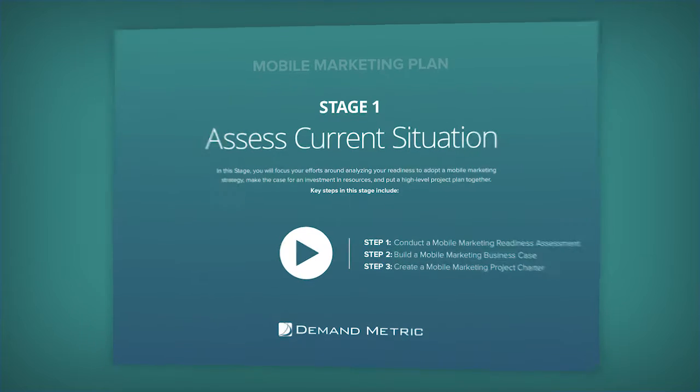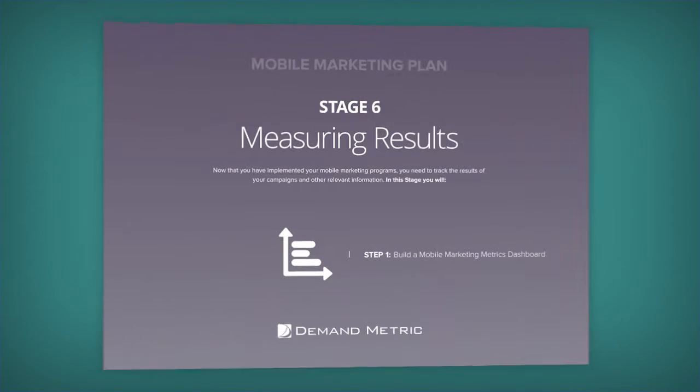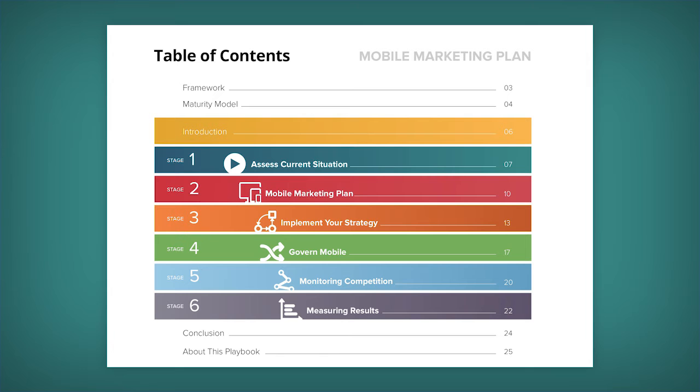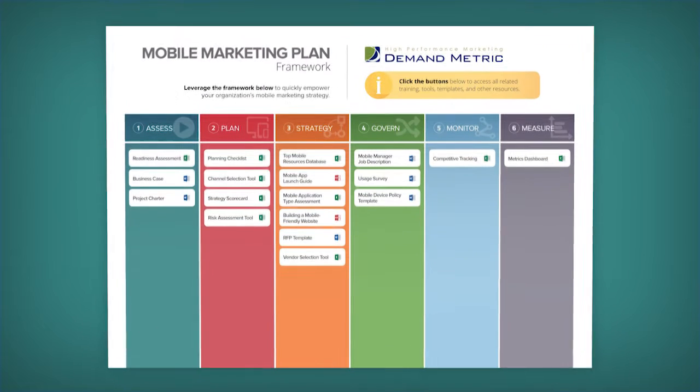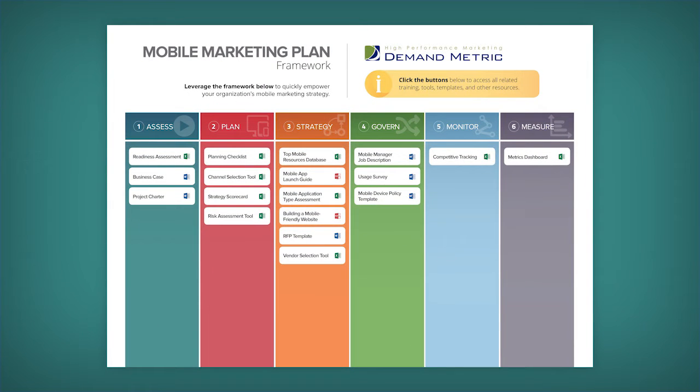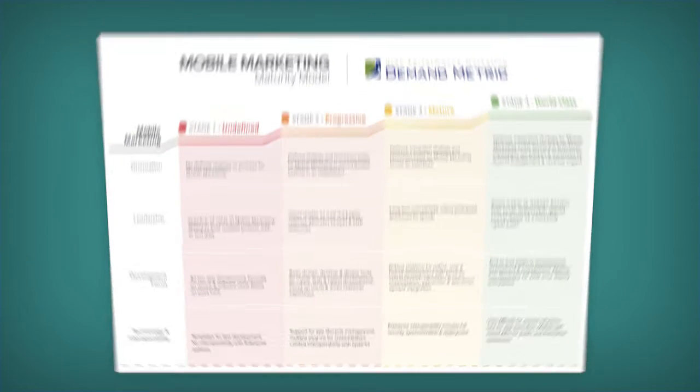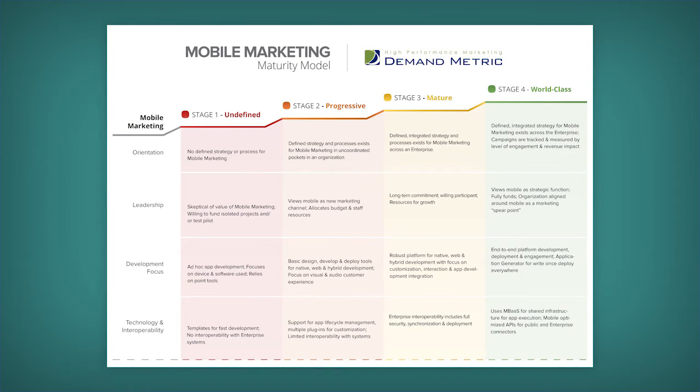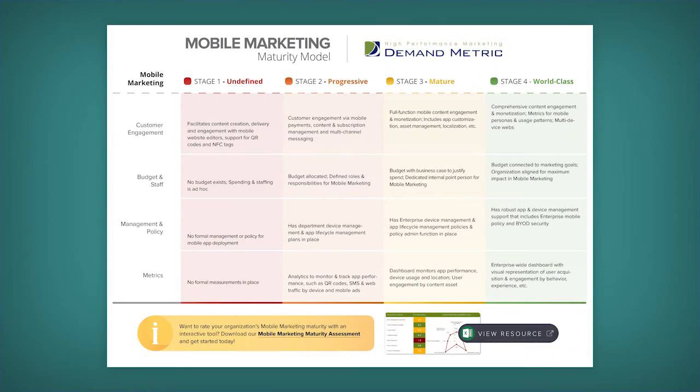Use this step-by-step planning playbook instead of premium tools and templates to create a comprehensive mobile marketing plan. Each playbook begins with a table of contents and a framework for quick reference to the tools and templates highlighted throughout this step-by-step guide. Also included is a maturity model that helps you understand where your organization sits in the spectrum of mobile marketing maturity.